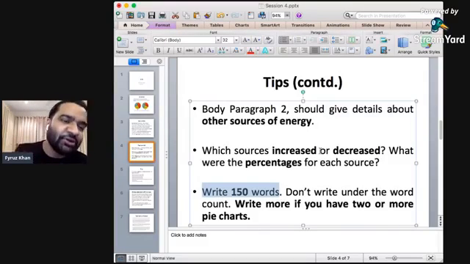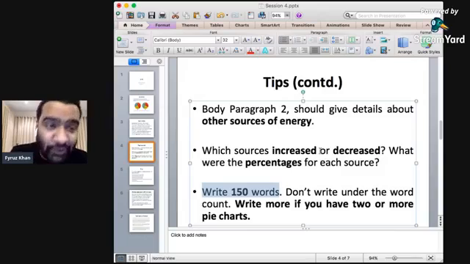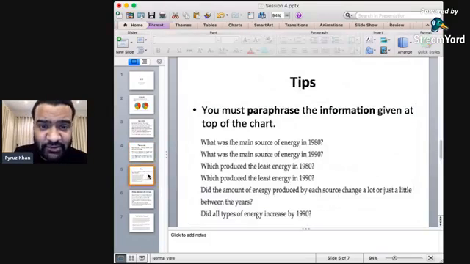Okay, and make sure you write 150 words. If you write under the word count, because I've seen Abrar, especially you, if you write under the word count, you won't get a good grade. It'll be 5.5, not more than that. So make sure you've written at least 150 words. Don't go beyond 170, 180 because you just have 20 minutes. Okay. So yeah, there you go.